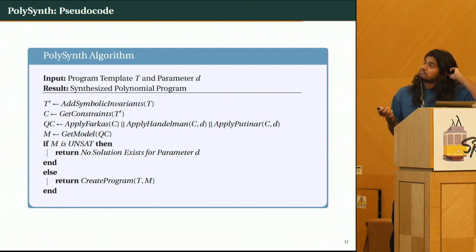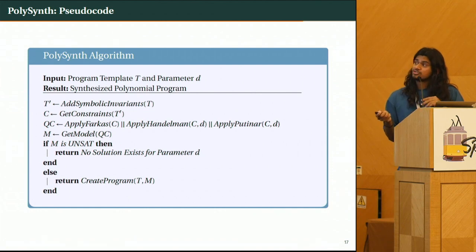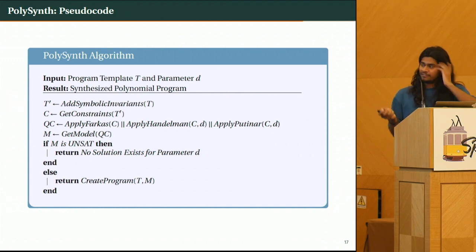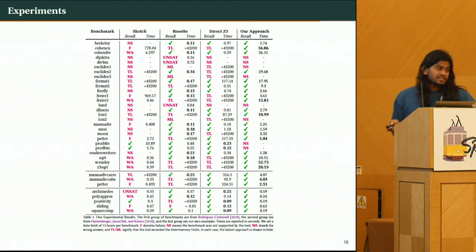If the solver says unsat, then you just know that there's no solution for parameter D. And if it is sat, then you can construct the program. So you have to try this, increasing the degree arbitrarily. As long as there's a solution, you will find it if you keep increasing the degree step by step. OK, so these are some experiments that we did.